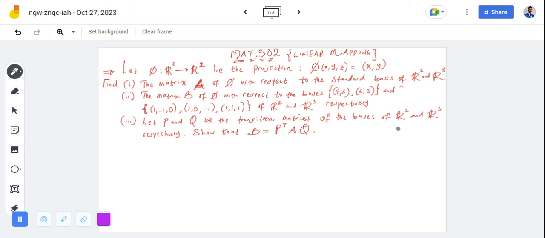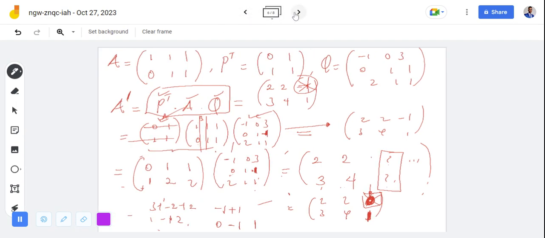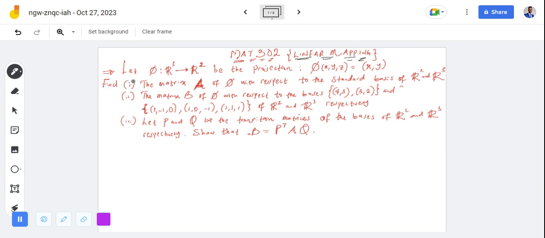Welcome to another video session on MAT 302, still on linear mapping. In this lesson, we need to consider another question entirely, which is similar to the previous one that we've done. Looking at this question here, we also have a linear mapping defined by a linear mapping phi.